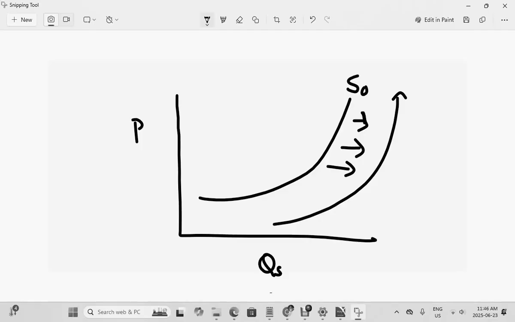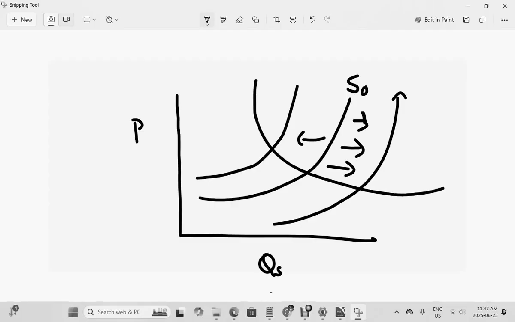Now, if the weather is not good, or the cost of raw materials and resources goes up, the supply curve will shift to the left. When we talk about the supply curve shifting, we also have to deal with something called the equilibrium point. So we know that this is your supply curve, and this one over here will be your demand curve.